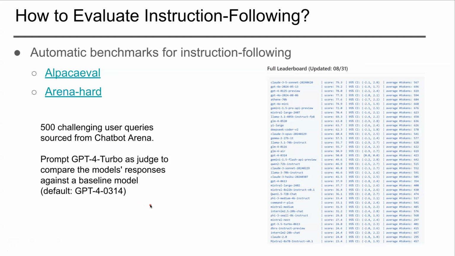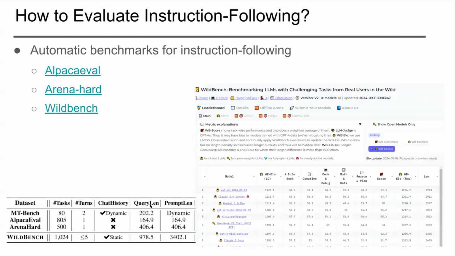So if you see this type of leaderboards and you wonder how these are working, it's basically based on this. Either you have human eval based on Chatbot Arena, or you have auto eval based on some model-based evaluations. And the last one is WildBench, which uses a more diverse set of prompts, but it has the same kind of concept.